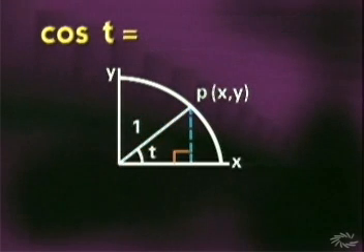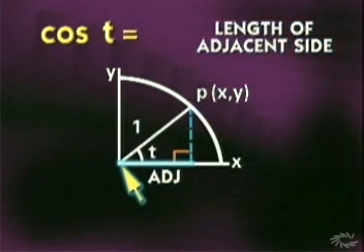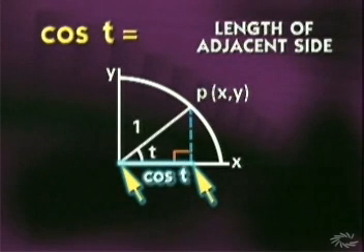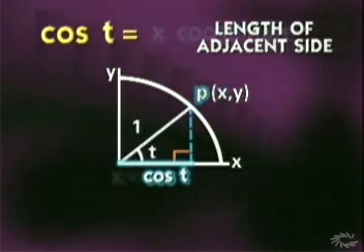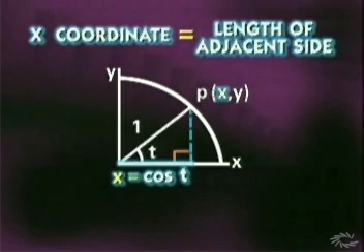So the cosine of t equals the length of the adjacent side on our right triangle. In other words, the length from the vertex here to the end of our right triangle here on the x-axis is the cosine of t. This is our first coordinate for point P, coordinate x. That's because the x-coordinate is the length of our adjacent side, or the cosine of t.